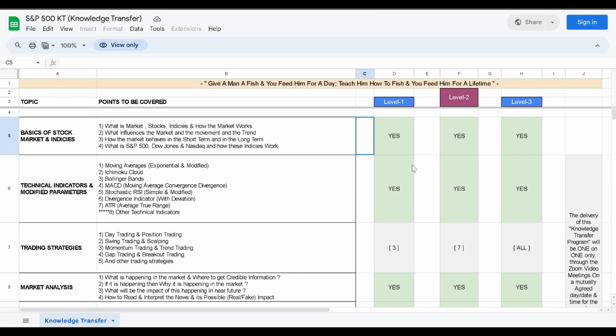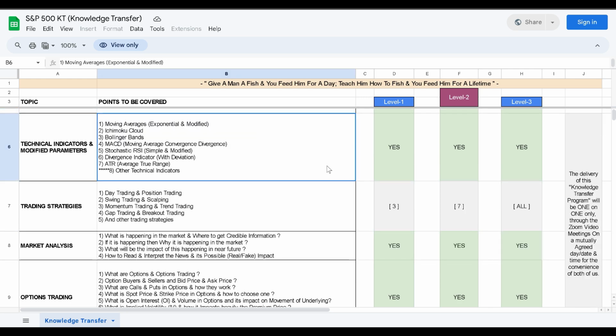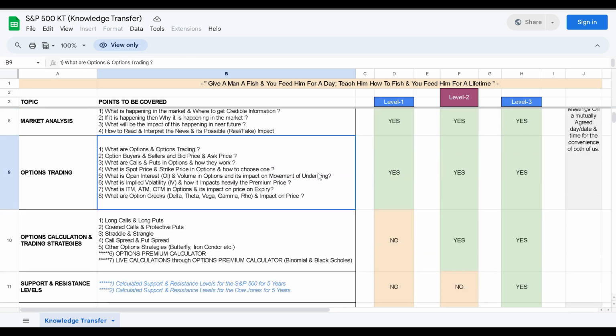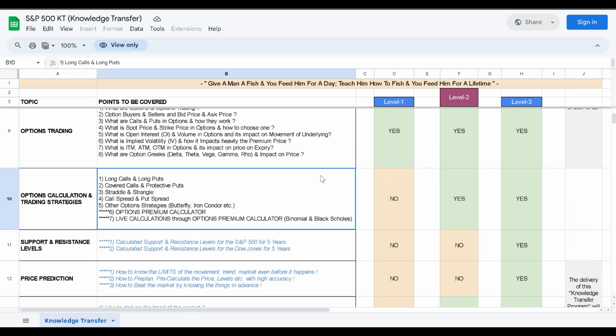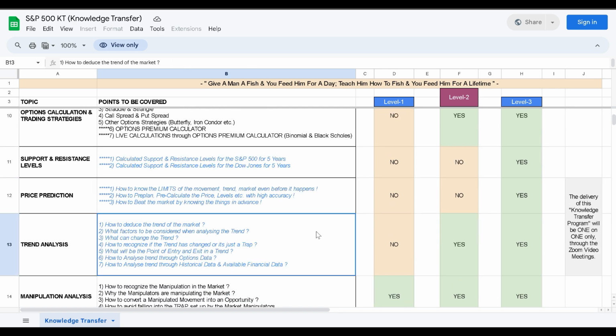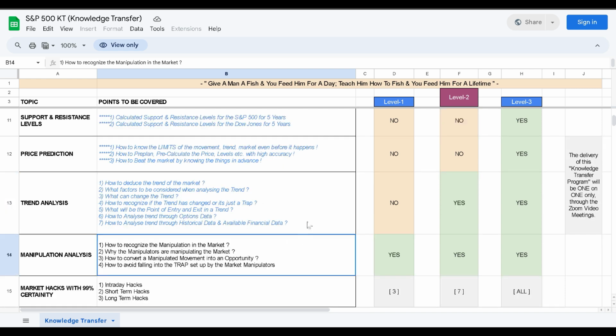And when you open that Google spreadsheet, you will notice that I mention everything in detail from basics to advanced: what I'm going to share and teach, options strategies, options calculations, calculator, live options calculations, the strategies, etc. And then how to predict the movement of the stock market, the movement of a stock, the movement of an index, or how to deduce the trend, everything.